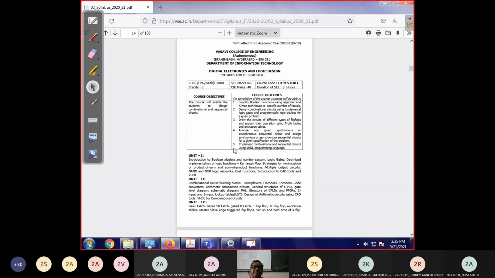How can you use this language? It is slightly different from higher level languages. How can you use it to write a program for implementing these circuits? I can write a VHDL program which implements an adder circuit, a flip-flop, or a register for me. Those things constitute your fifth outcome. You should be able to apply the VHDL programming language to design various combination circuits and sequential circuits. This is what we are going to achieve at the end of this course.